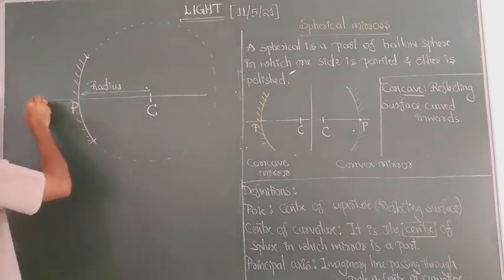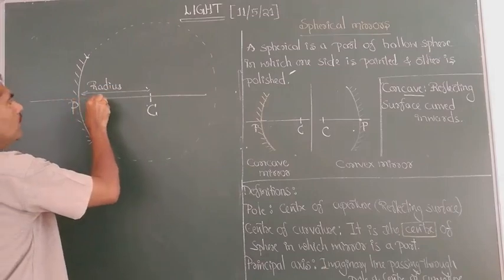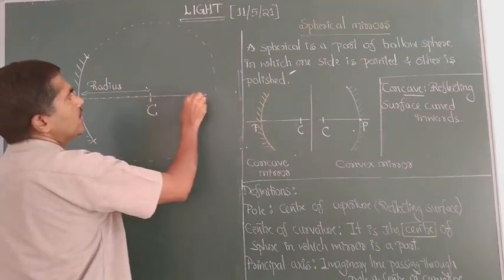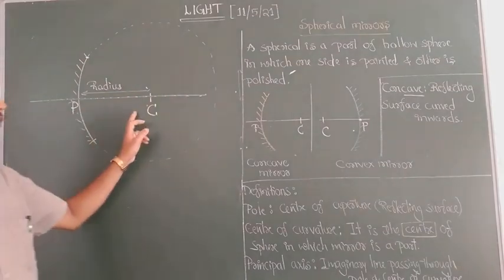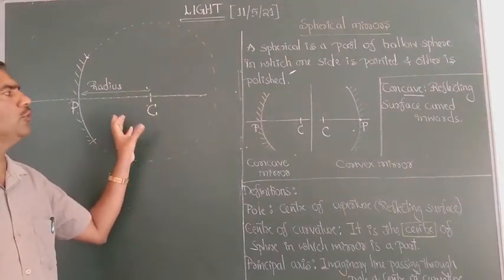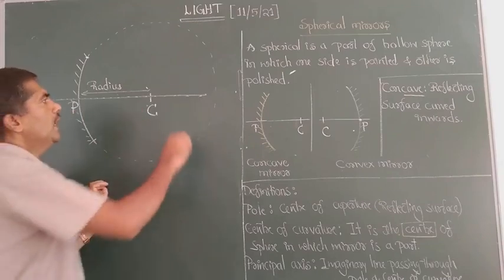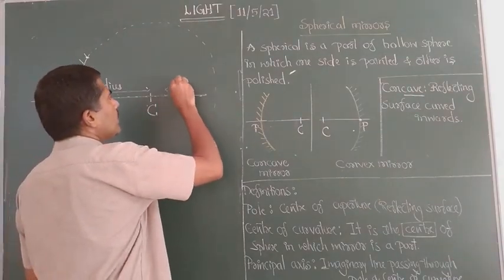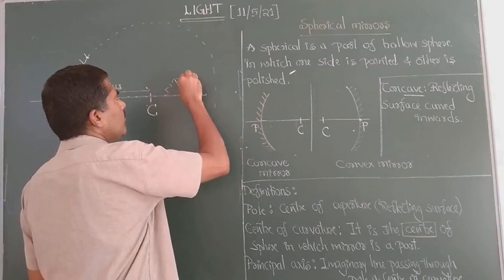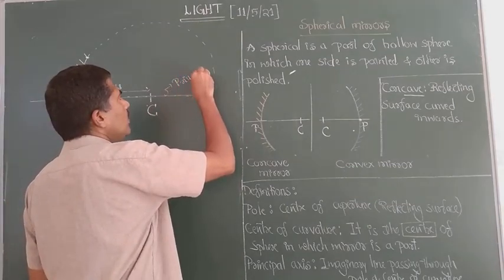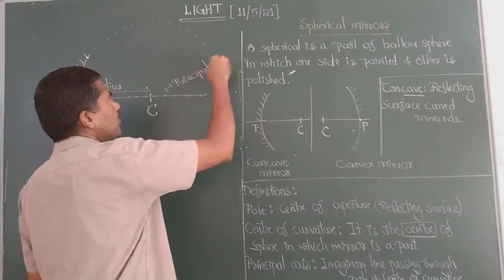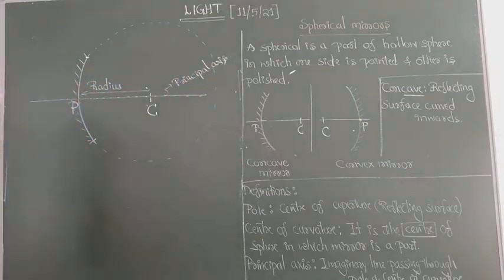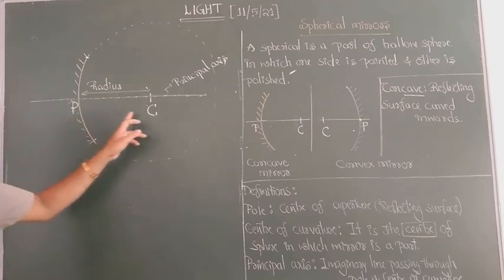Now we have drawn an imaginary line passing through pole and center of curvature. That imaginary line which passes through pole and center of curvature is called principal axis. Even these all things I have discussed with you in class 8, so it becomes easy for you to remember. So principal axis is an imaginary line passing through pole and center of curvature.